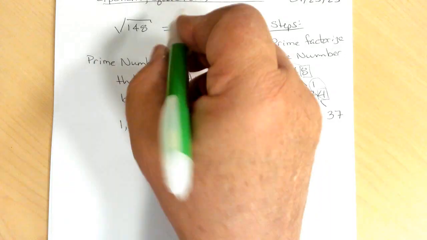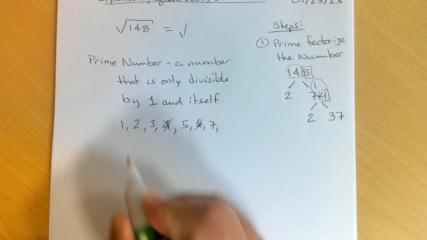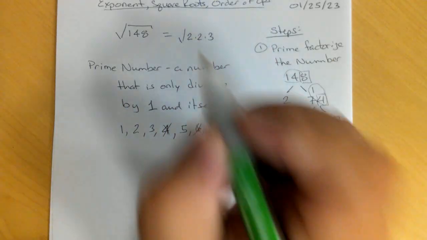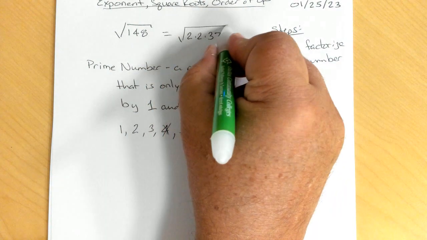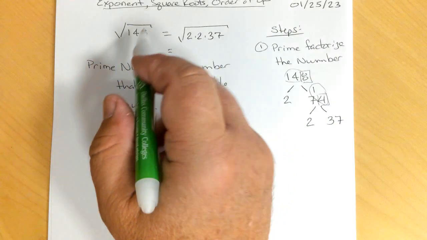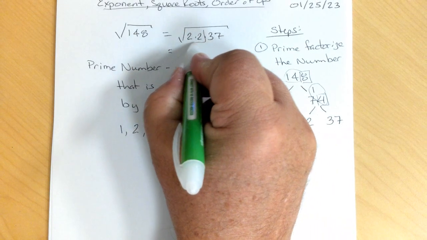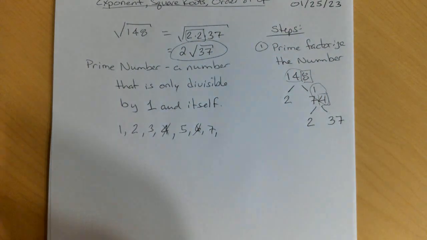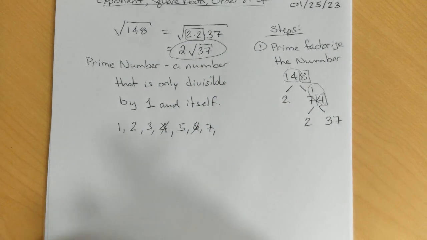No. We know that the square root of 148 is made up of 2 times 2 times 37. Because it's a square root, once you find two of a kind, it comes out. And there's your answer. You're looking for a pair of numbers. Once you find a pair of numbers, that number goes out in front.